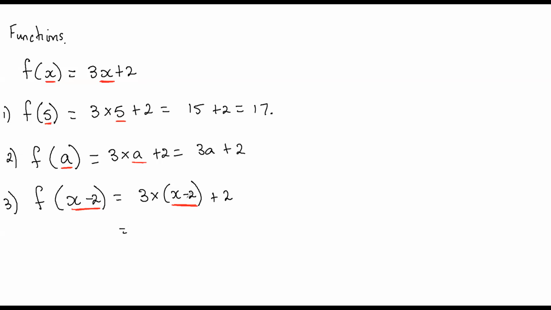So now we have to expand, which means that this must multiply everything inside. So 3 times x is 3x, minus 3 times 2 is 6, plus 2. And then because these are like terms, it'll be 3x minus 4. We did all of this last class. Yeah?